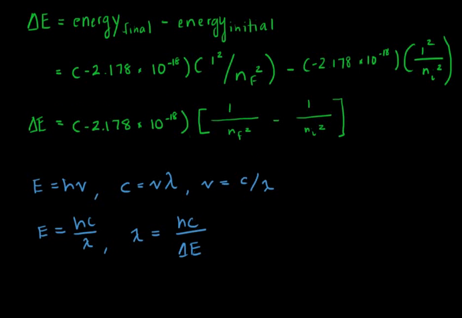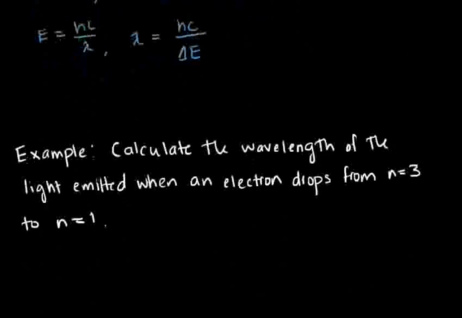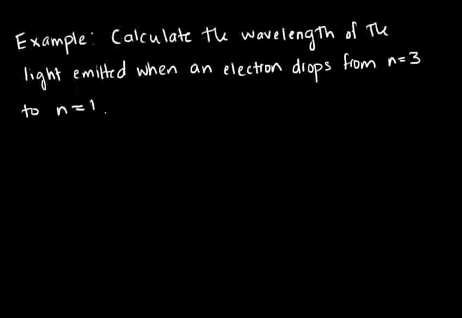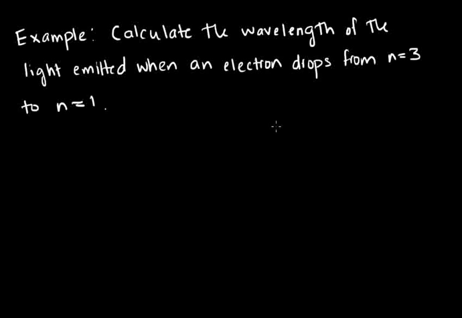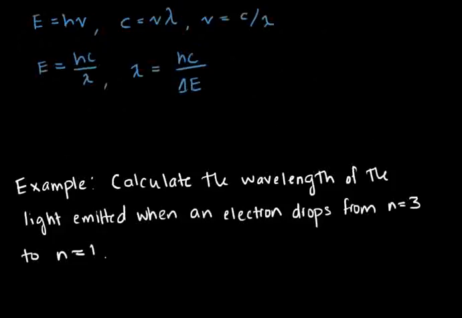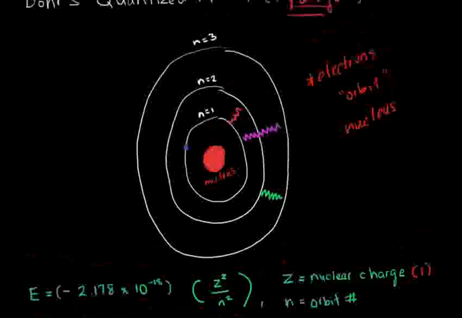Let's do a little calculation here to demonstrate how we can use Bohr's equation to figure out one specific wavelength of light emitted from excited hydrogen. So here's the question. Calculate the wavelength of light emitted when an electron drops from n equals 3 to n equals 1 in the Bohr model. So what we're doing here is we're taking an electron at n equals 3, dropping it down to n equals 1, and seeing what wavelength of light is produced.